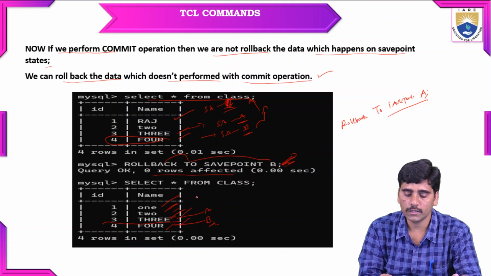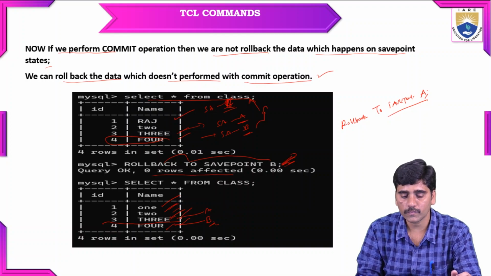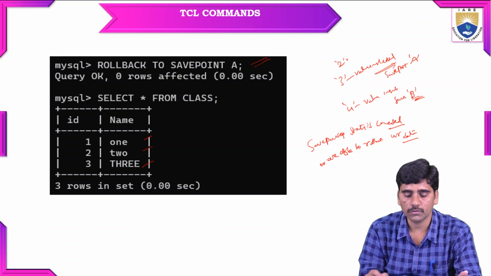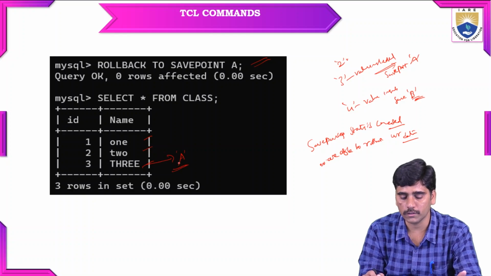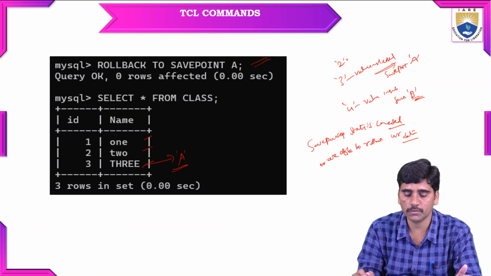So now the data is rolled back to the particular save point state that we performed. Now the data is rolled back here. And similarly, roll back to save point A also. At save point A, which I created earlier, up to this point I roll back the data.